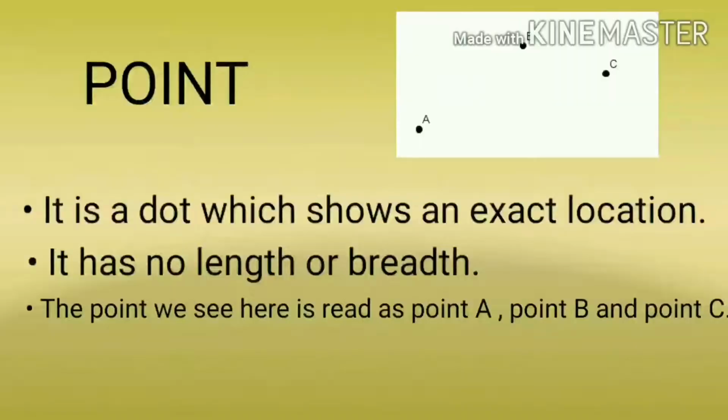Now we will learn about the basic terms of geometry. Our first basic term of geometry is point. It is a dot which shows an exact location. It has no length or breadth. The points we see here are read as point A, point B, and point C.